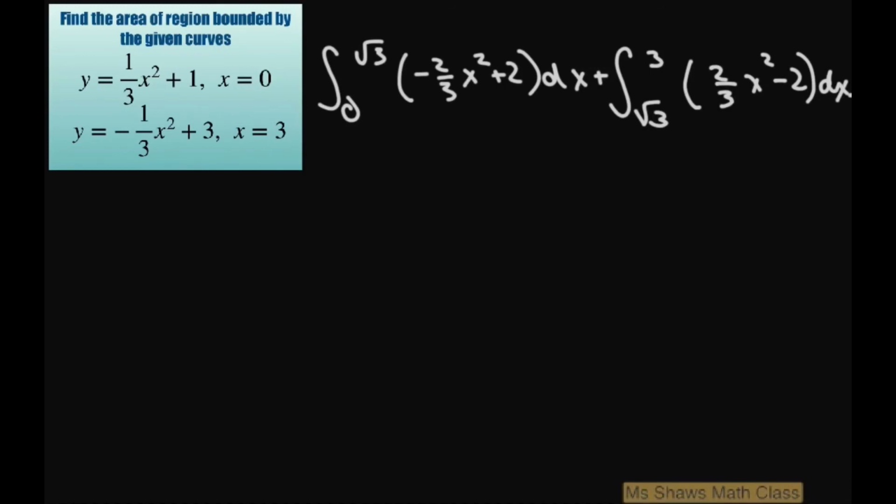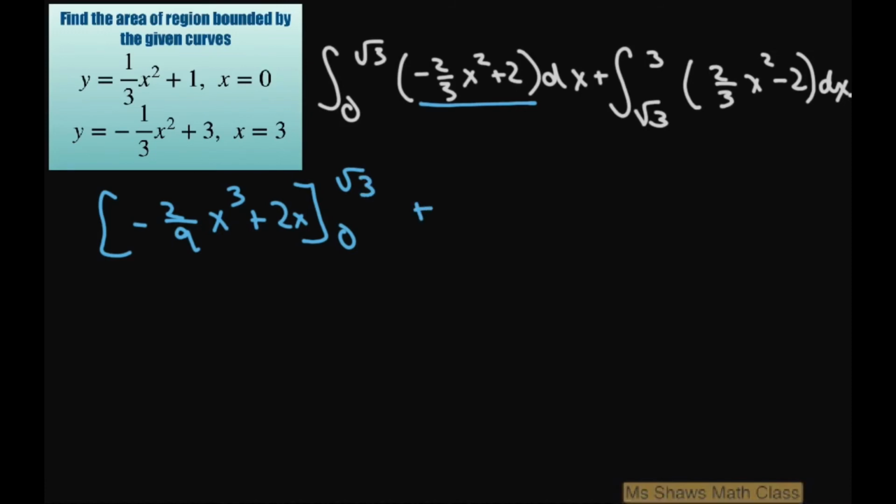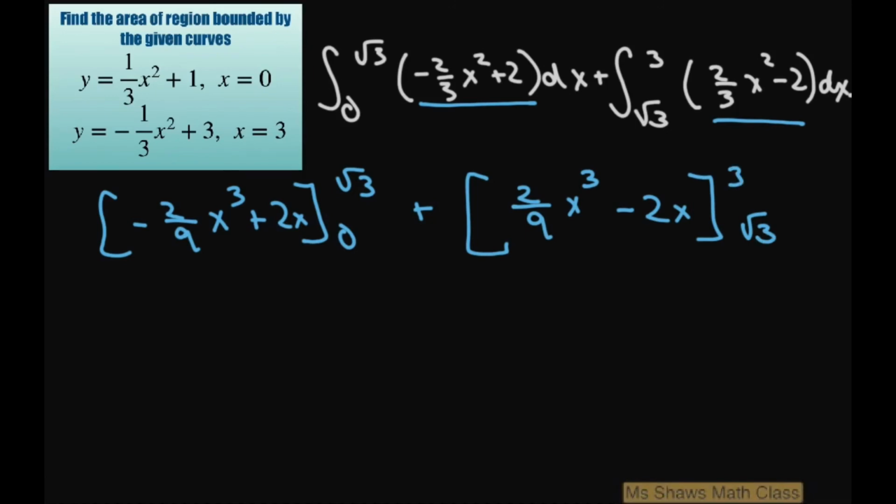All right, so let's integrate this. For this first piece we get negative 2/9 x cubed plus 2x, and we're evaluating from 0 to square root of 3. Plus this one here, it's almost the same, but it's going to be positive 2/9 x cubed minus 2x, and this goes from square root of 3 to 3.